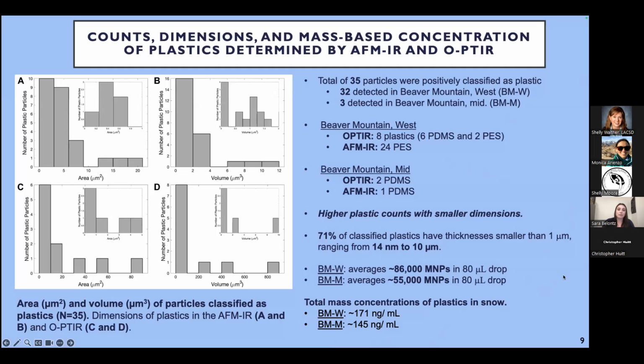And then lastly, when it comes to the total mass concentrations, the really interesting thing about the AFMIR is that you're able to determine the length, the width, and the height of the particles that you're identifying. So with that, knowing the compositions, we're able to determine a mass. So in the one subsample, the Beaver Mountain West, we approximate 171 nanograms per milliliter. And in the other, approximately 145 nanograms per milliliter. So this doesn't seem like much in nanograms, but of course, when it comes to pollution and contaminants in water, a little bit goes a long way when it comes to human health.